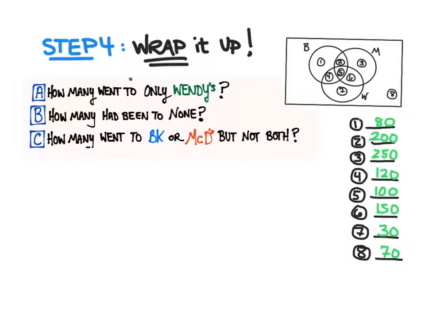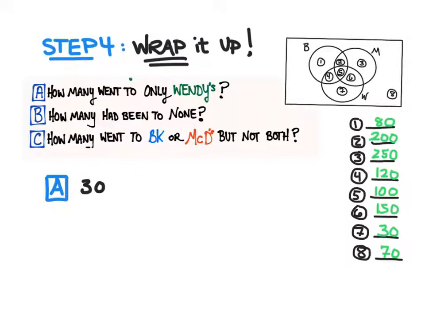So the final step is to wrap it all up. These were the 3 questions that were asked. I have the Venn diagram for reference and the value of 1 through 8 here on the right. Let's look at part A. Part A says, how many went to only Wendy's? All right, so let's look at our Venn diagram. If you went to only Wendy's, that would be right in here at number 7. These guys only went to Wendy's. So number 7 is 30, and therefore right away I can have my answer of 30 people.